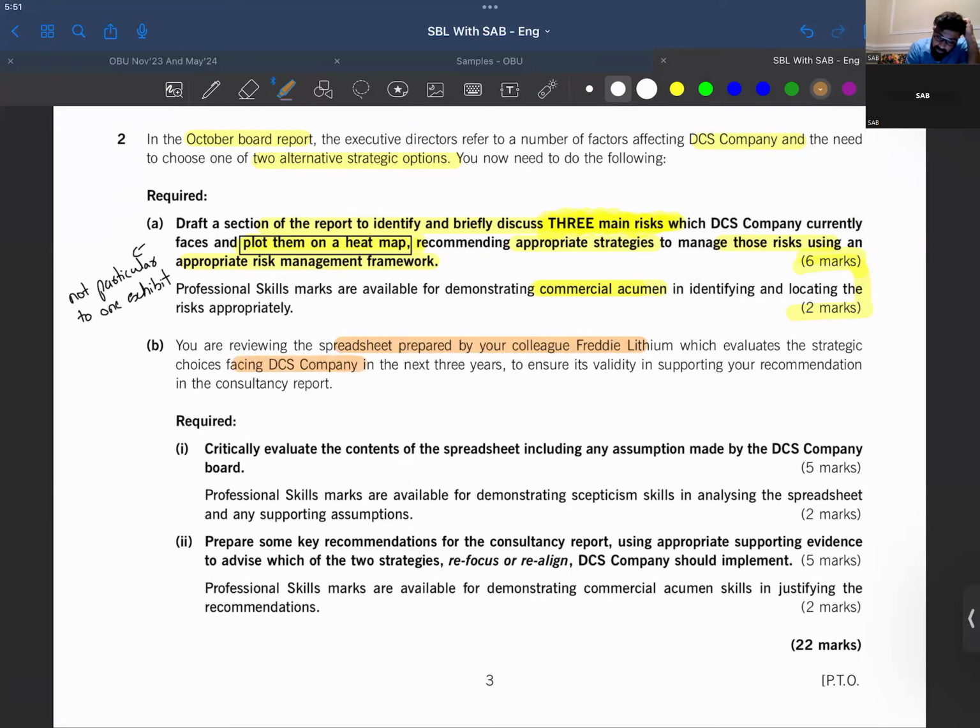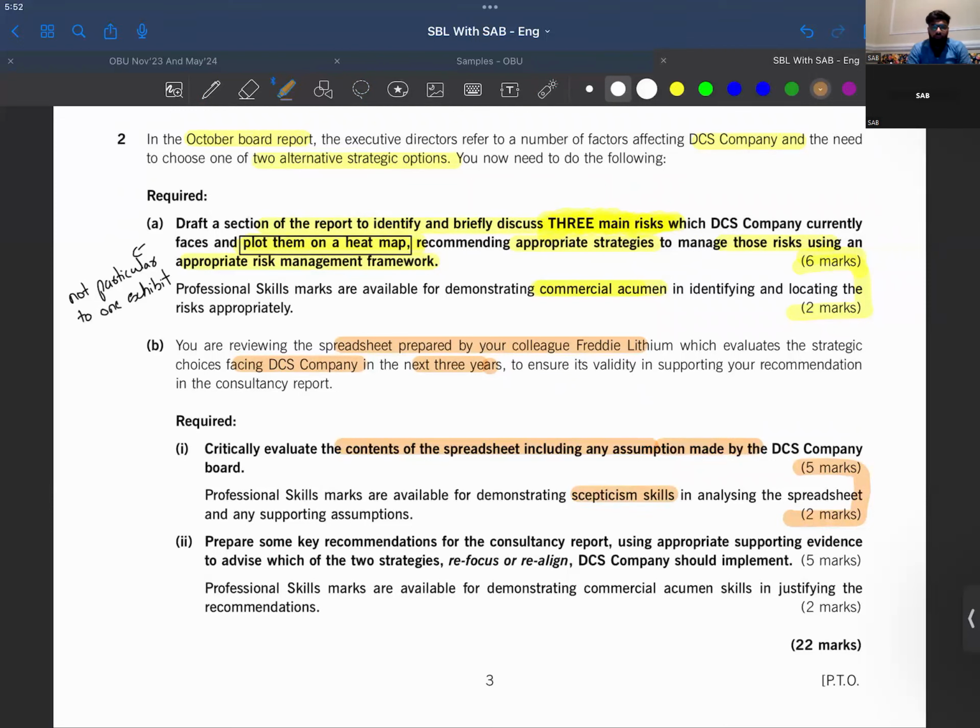Strategic choices facing DCS company in the next 3 years. So you have to critically evaluate the contents of the spreadsheet, including any assumptions made, right? And these are skepticism skills, right? So critically evaluate the contents of the spreadsheet, including assumptions made. Skepticism skills here, right?